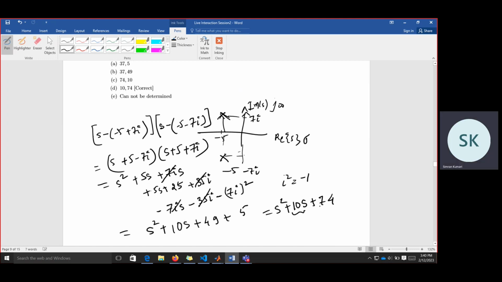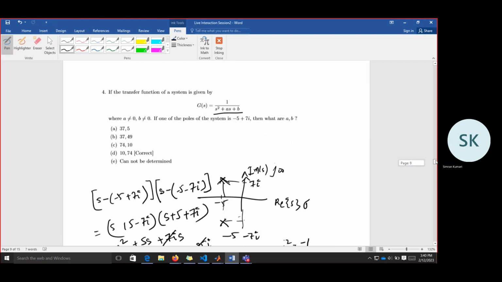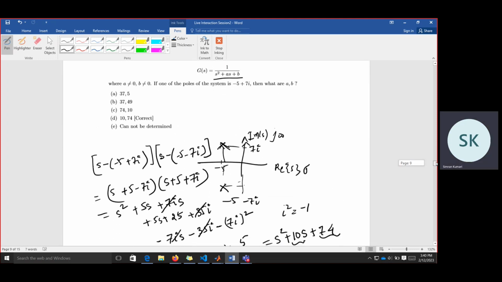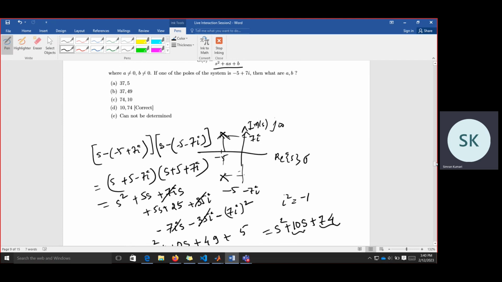So this is one coefficient and this is another, A and B respectively. So what is the value of A and B? 10 and 74. This is what we got. This is the correct answer. Any doubt in this question? Okay, then we'll move to the next question.